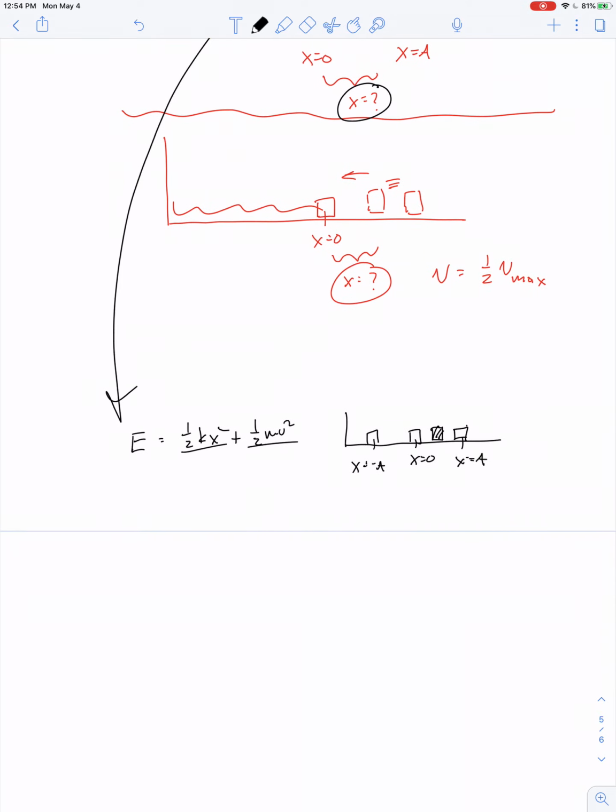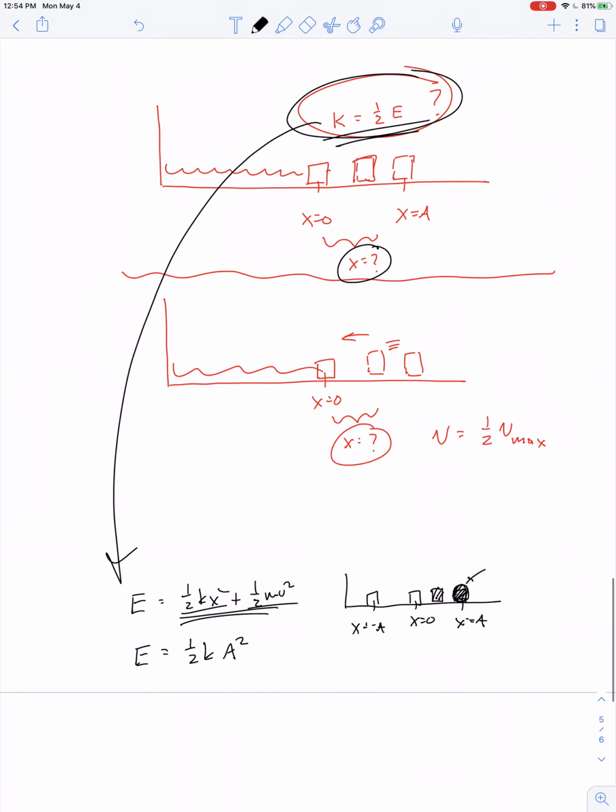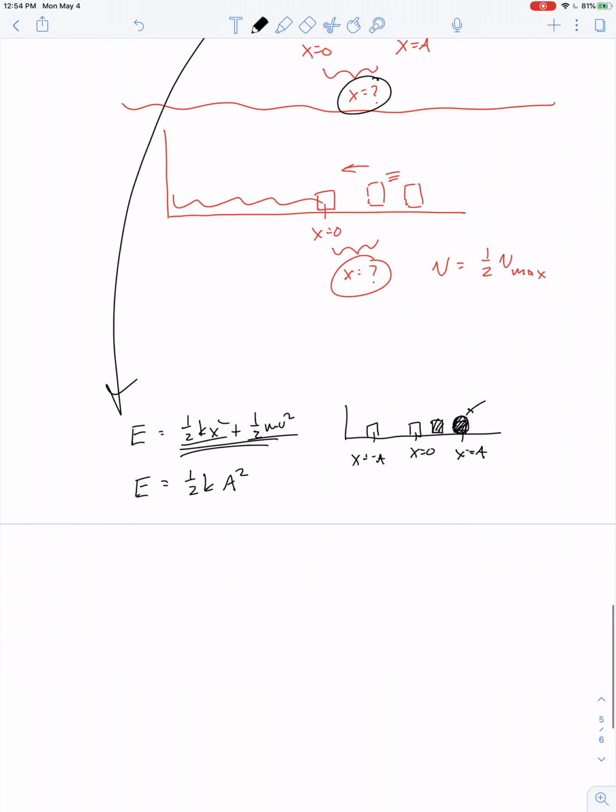However, the total energy of the system doesn't change, and so another way to express the total energy is to say the maximum energy, or the maximum potential energy at the moment it's released. So total energy is either 1/2 kx squared plus 1/2 mv squared, or it's 1/2 k a squared. And so we're trying to ask this question, when is the kinetic energy half of the overall mechanical energy?